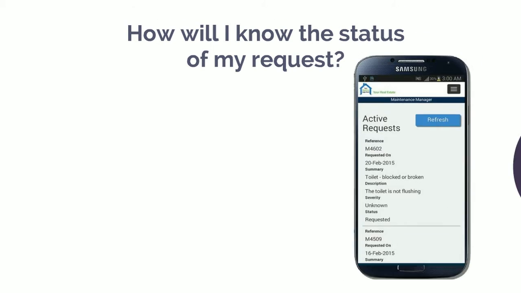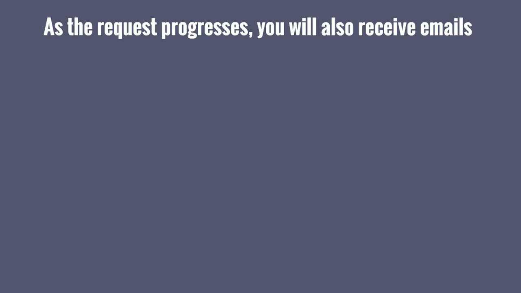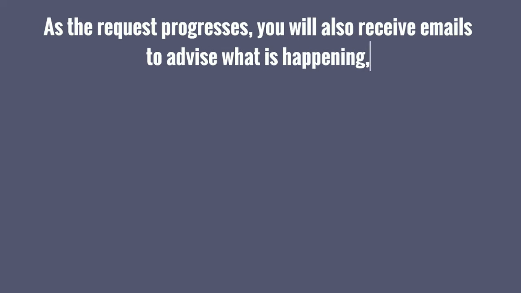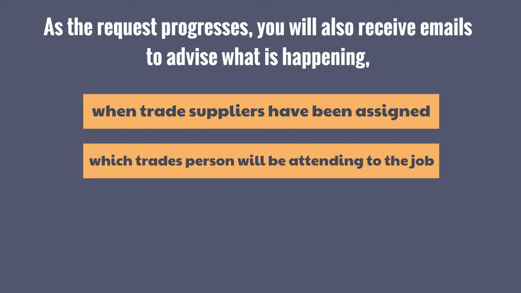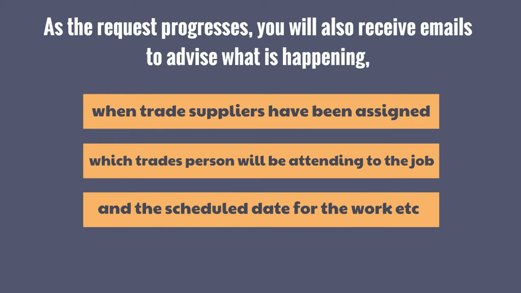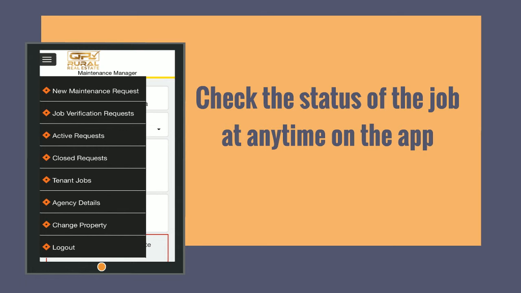Once you have submitted a maintenance issue using the app, you will receive a confirmation email with the details of your request. As the request progresses, you will also receive emails to advise you what is happening, when trade suppliers have been assigned, which tradesperson will be attending the job, and the scheduled date for work, etc. You can also check the status of the job at any time on the app.